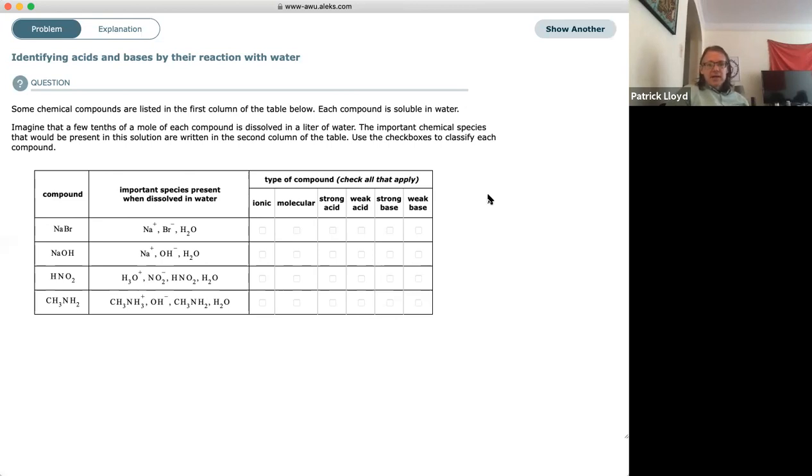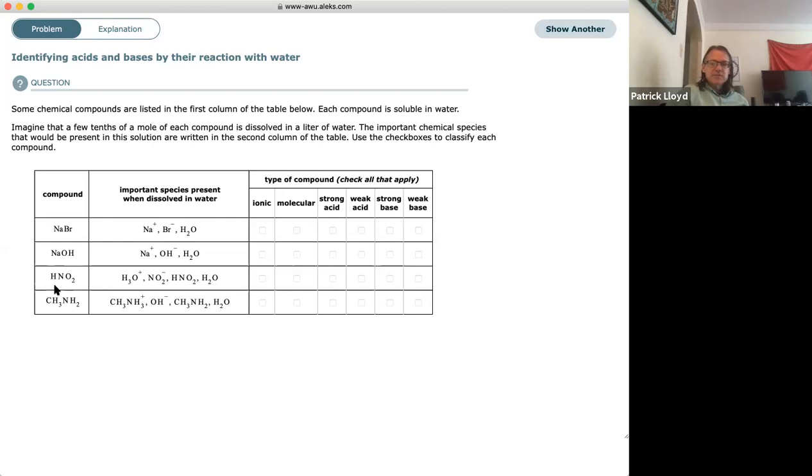It's kind of busy here. This problem has a table with a lot of stuff in it, so let's dissect it a little bit. It says here that some chemical compounds are listed in the first column of the table below, and each compound is soluble in water. So for example, this first one is sodium bromide, NaBr. The second one's sodium hydroxide. That's a base. HNO2, that's an acid. You got your H in the front, so that's an acid. This one's called nitrous acid.